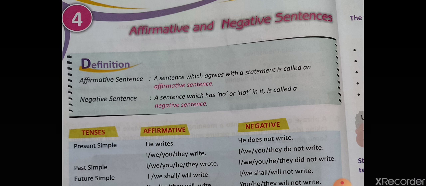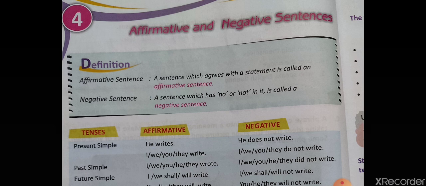So the difference between affirmative and negative sentences is, affirmative sentences always show agreement, positivity, and some kind of approval. But a negative sentence shows some kind of disagreement, it is negative in form, and also shows some kind of denial. You know what is the meaning of denial? Rejection.